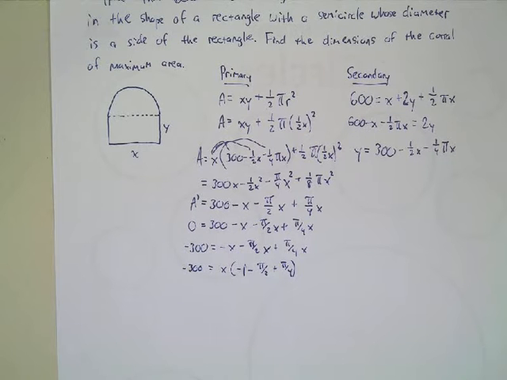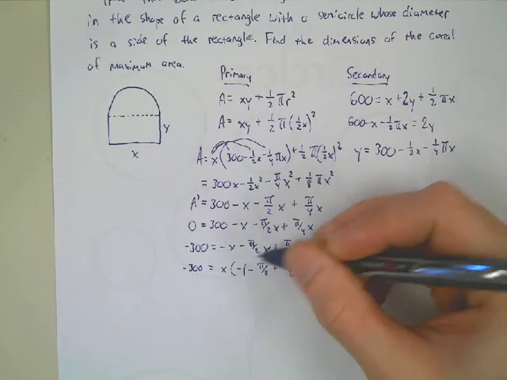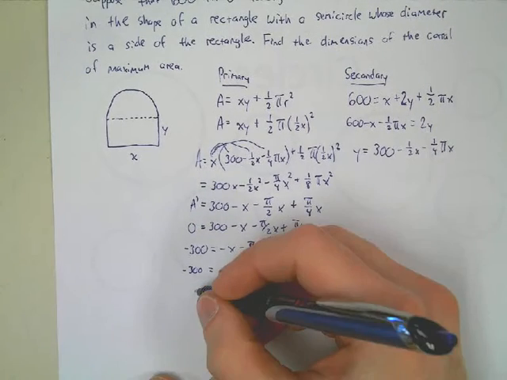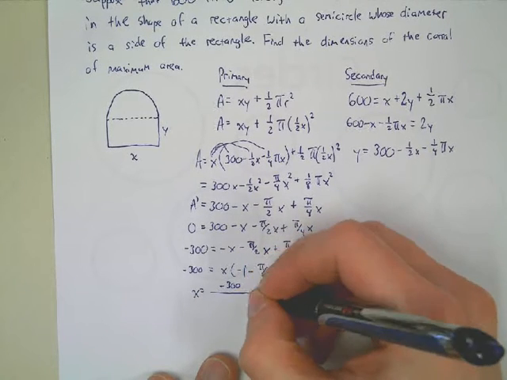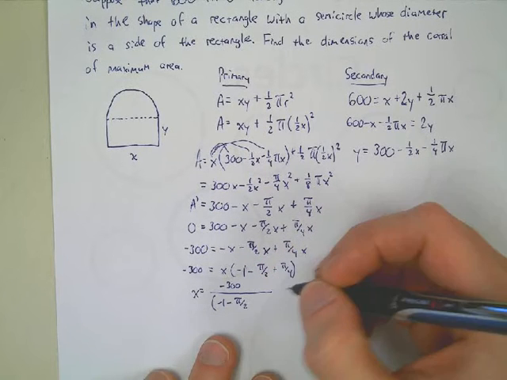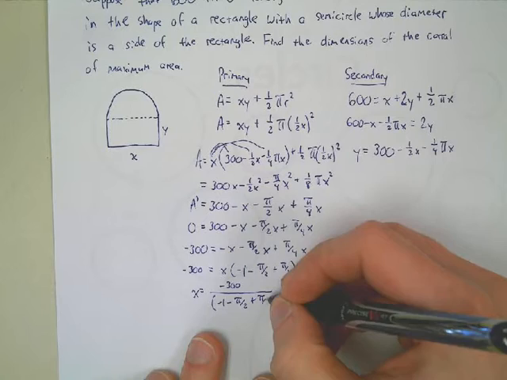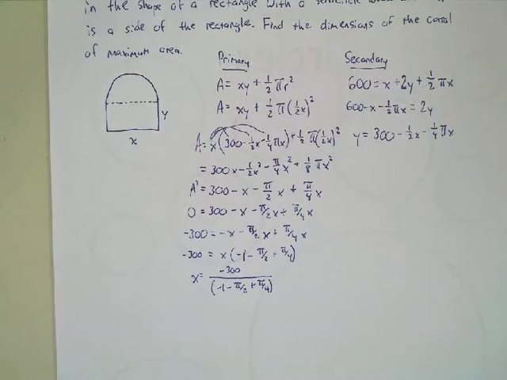We could do that. I'm actually not going to bother simplifying that. What I'm going to do instead is just divide that thing over. Divide negative 1 minus pi over 2 plus pi over 4, this whole quantity over here, to the negative 300. So I get x equals negative 300 over that. Okay? So there it is without a calculator.